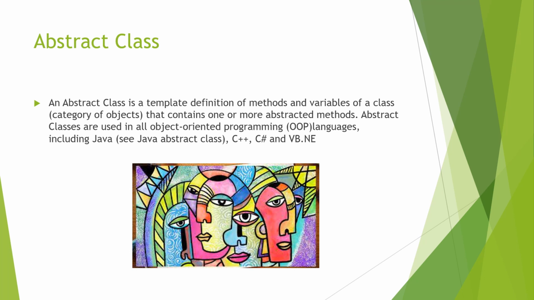Abstract class. An abstract class is a template definition of methods and variables of a class, category of objects, that contains one or more abstracted methods. Abstract classes are used in all object-oriented programming (OOP) languages, including Java, C++, C#, and VB.NET.